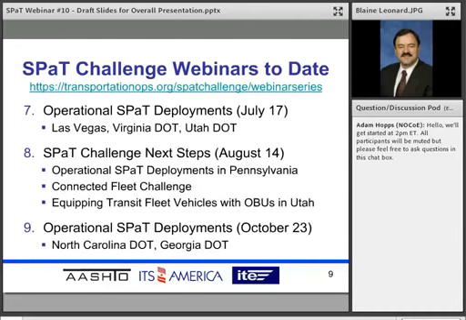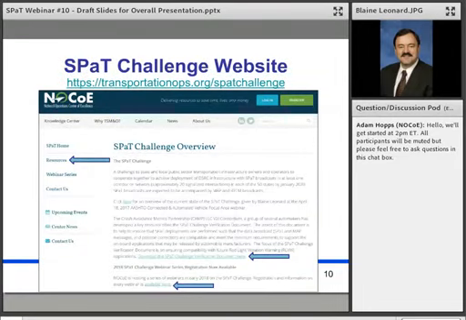We now have something called the Connected Fleet Challenge. After we deploy roadside infrastructure, a number of agencies have said, well, now what? And we kind of felt like the next thing to do would be to deploy some units in some vehicles that you own or a partner agency owns, and start learning how they communicate with each other. And that's kind of the next step. And so we focused a little bit on that in webinar number 8.